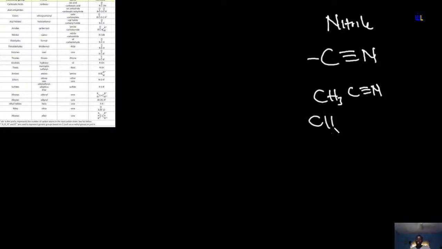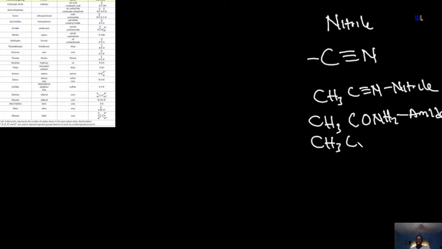But if I had something like CH3CONH2, this is not a nitrile, this is an amide. What if I have CH3COOCH3? What is this going to be? So this is A, B, and C.